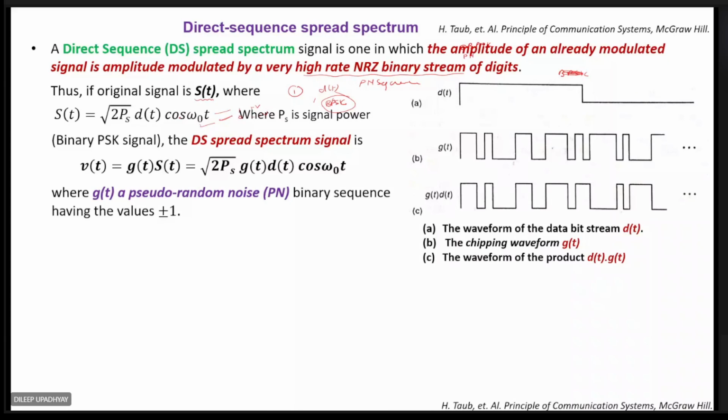But we are not concentrating on the representation of S(t), like the inclusion of this cos omega naught t. Rather, we are actually focusing on what the nature of this d(t) will be.